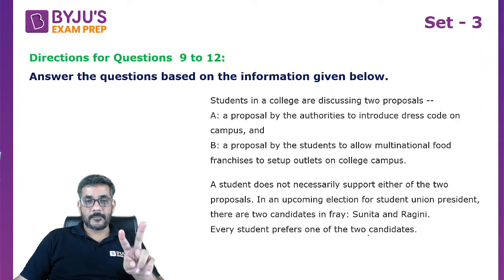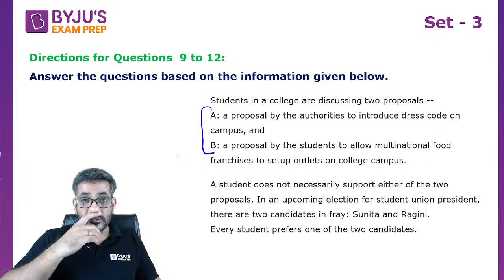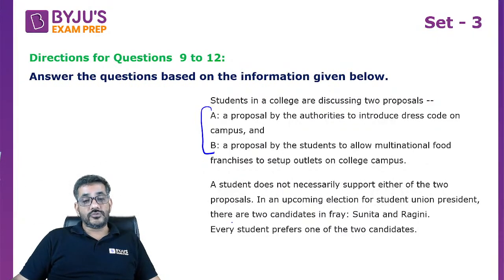So there are two things. Students have to choose one of the two proposals. Though they can choose both the proposals, they can choose none of the proposals. They also have to choose one of those two candidates, Sunita or Ragini, but they must prefer one of the two.